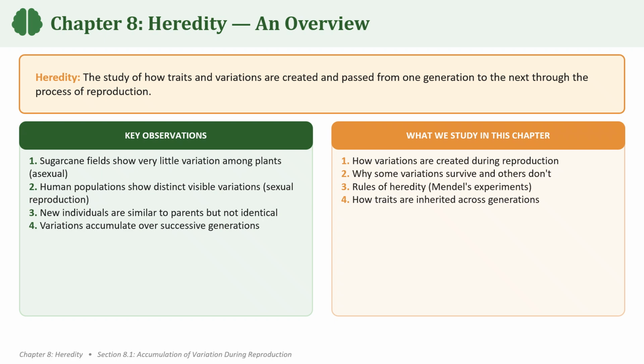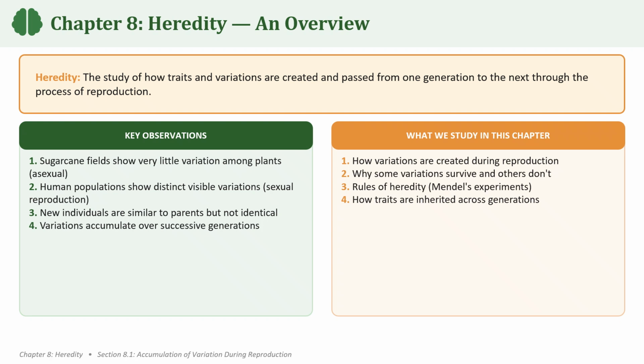And next one is humans show large variation. So humans reproduce sexually, that is why leading to many genetic combinations. And next one, offsprings are similar but not identical. The children inherit the traits from the parents but possess unique combinations. And the last one, variations accumulate over successive generations. So new variations keep adding generation after generation. For example, a family may have common traits such as eye color, but each member has a unique appearance.